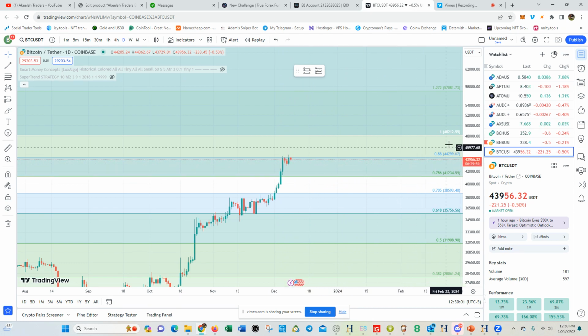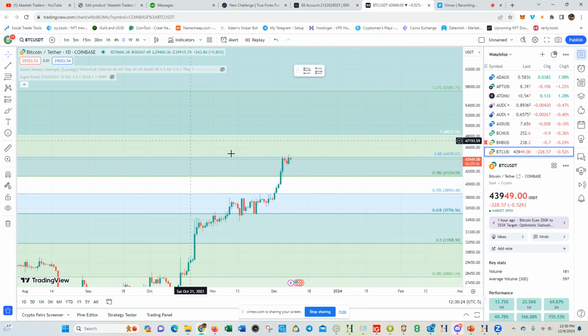But if we do not get a close above this area here, it's going to be very difficult for us to get to the 50,000, 52,000 area, something like that, that people are forecasting the price of Bitcoin could get to. So that's just my opinion, again, using the tools here, but I would more likely expect this to pull back to this area here.